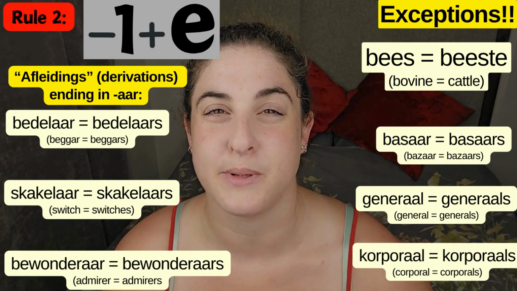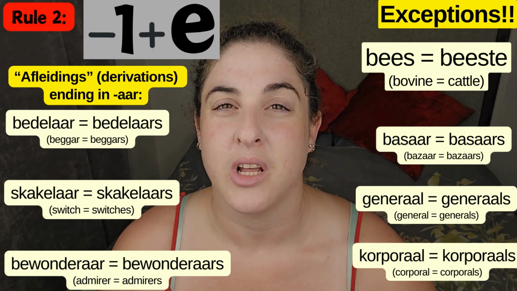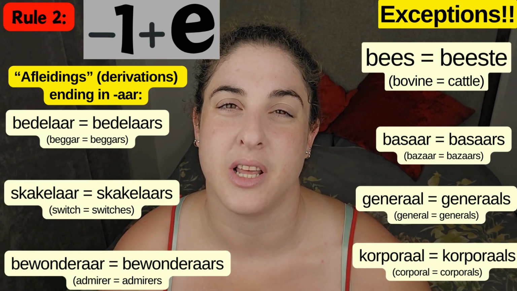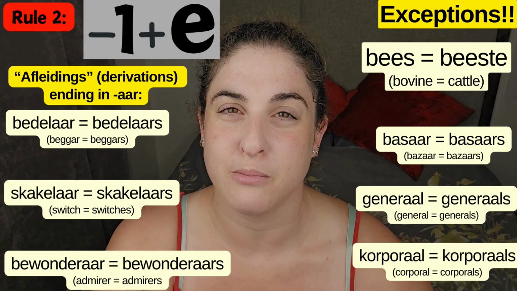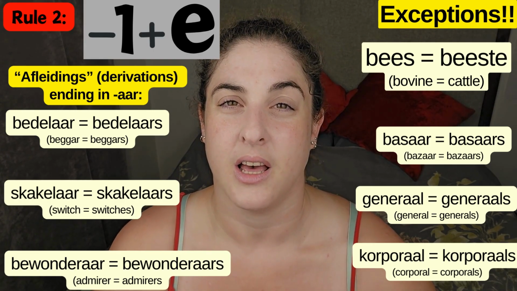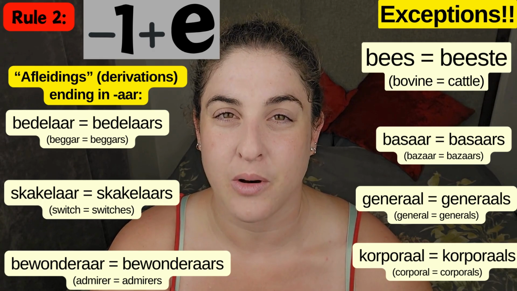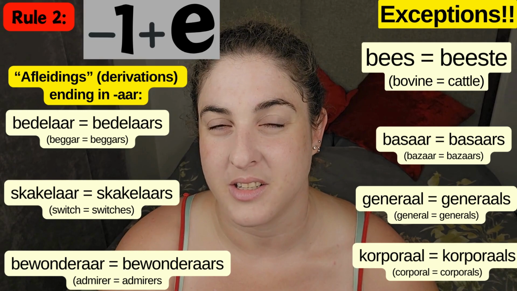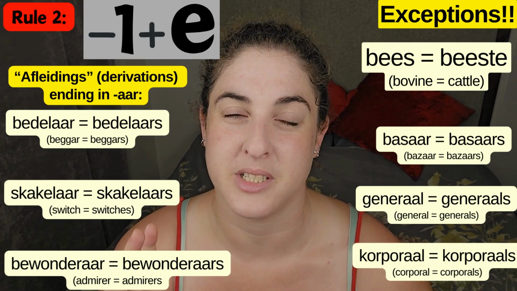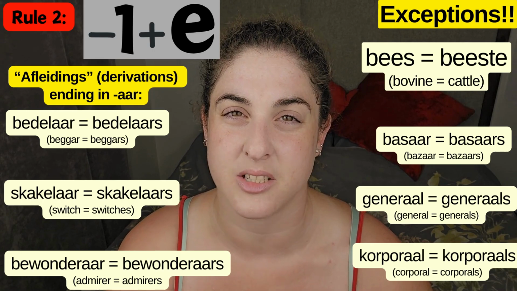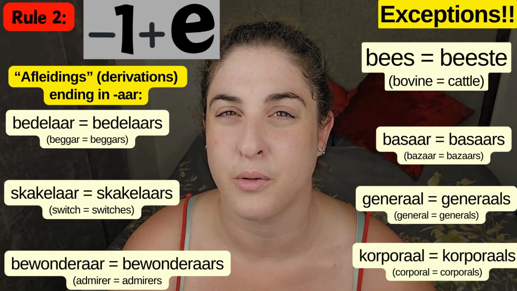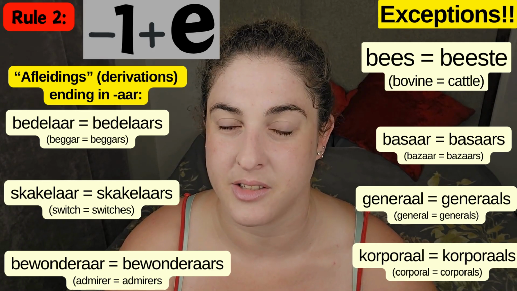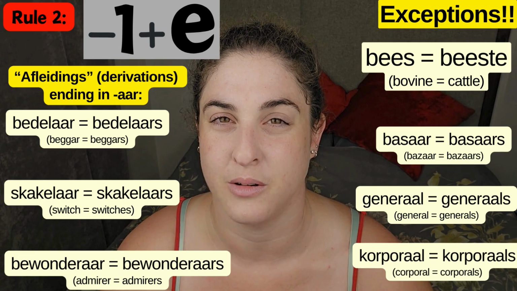Right, so let's look at this particular exception, which is about afleidings, which is derivations. And that simply means these are words that have been derived from a more simple base word in Afrikaans. And the derivations that we are looking at now are ones that end in the sound ar. So those words have a particular exception which says it does not adhere to the -1 plus e rule. Instead, they just get an s. It's just added to the singular word.